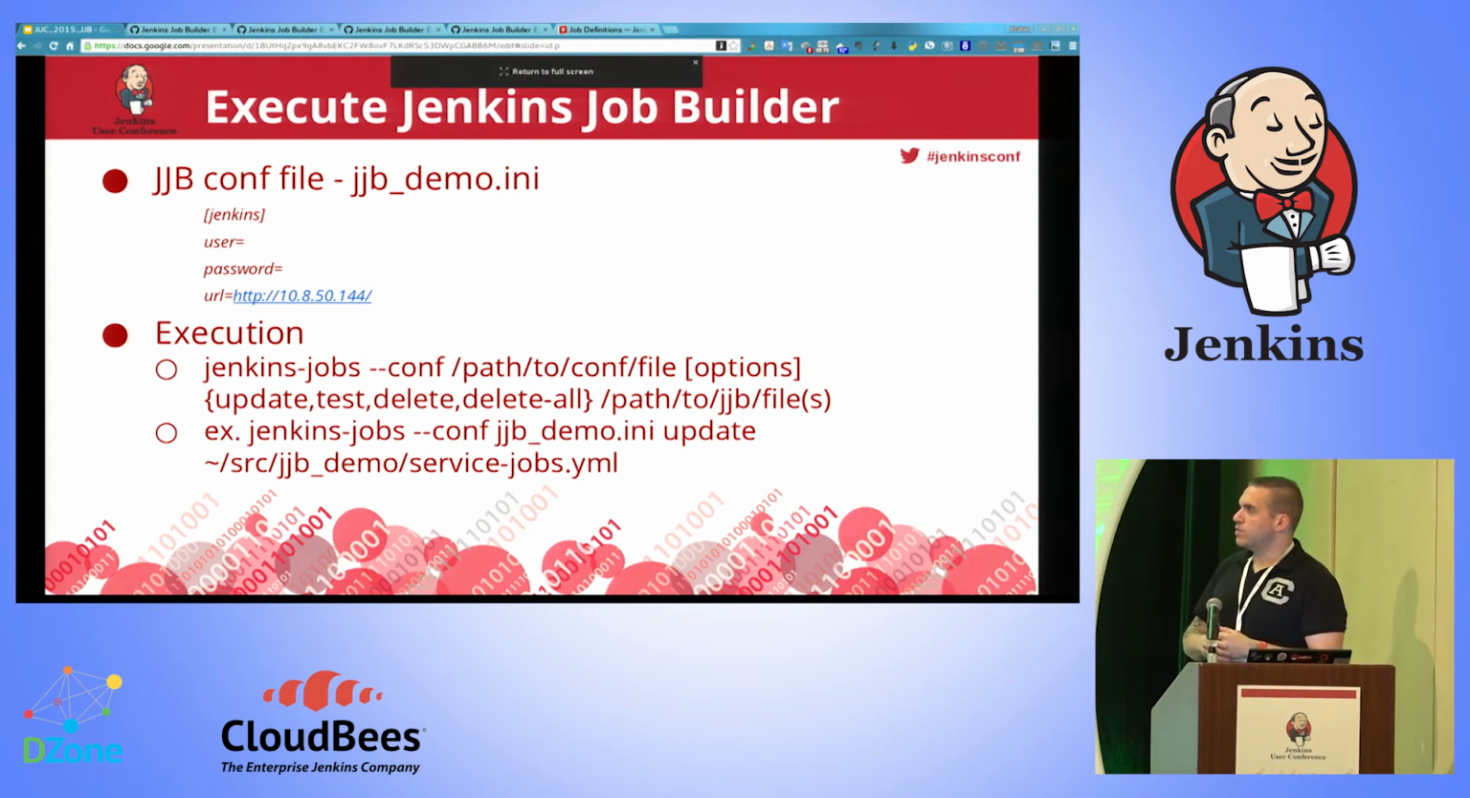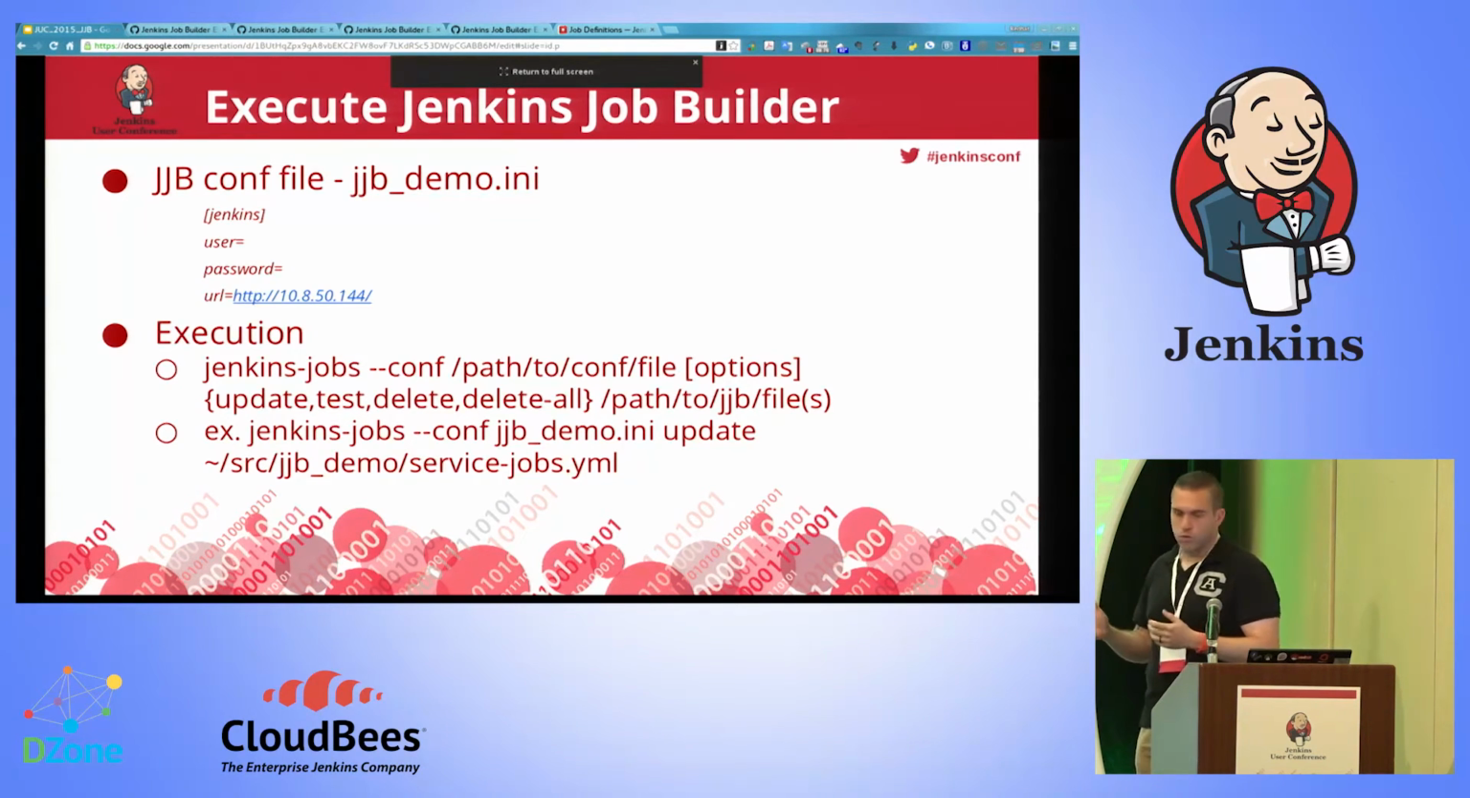These are the options that you can run with it. So you can update jobs, you can do a test, you can delete all, and you really just need the path to either a directory where the files are, and when I say files, like if you have a defaults file and you have a regular file that has all the jobs in it, you need just the path to that. Or if they're all in one file, you can just point to it. And then this would be the execution that I'm going to show you now.